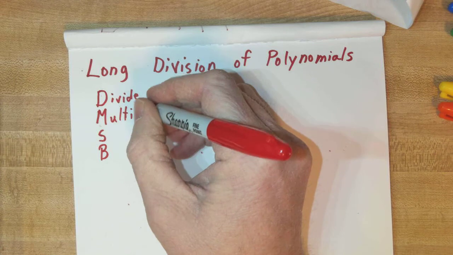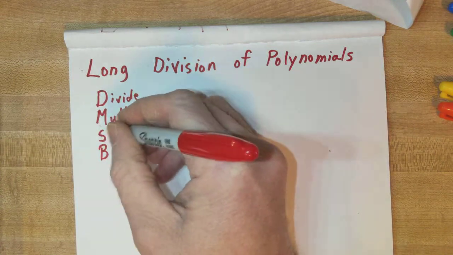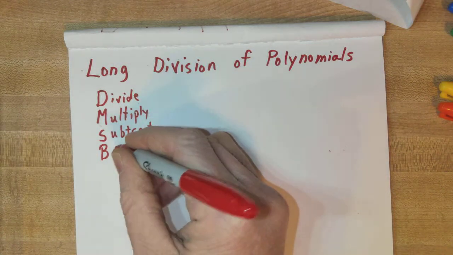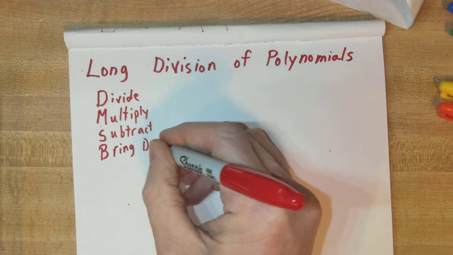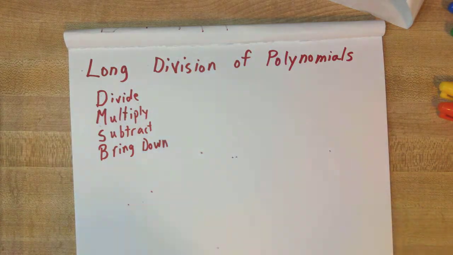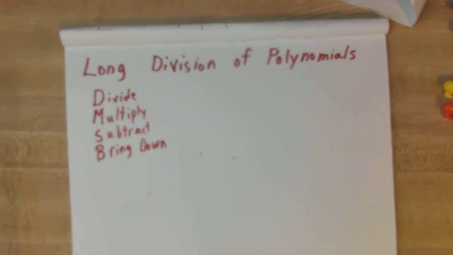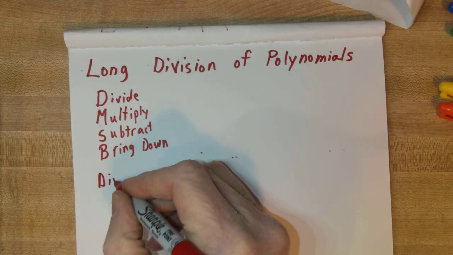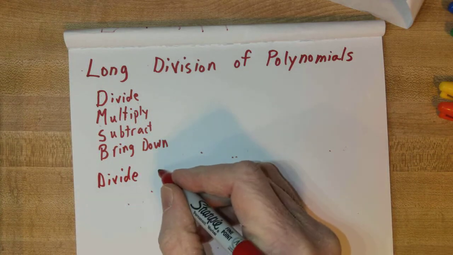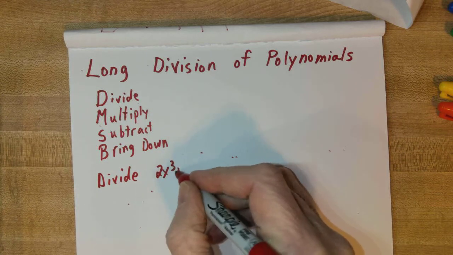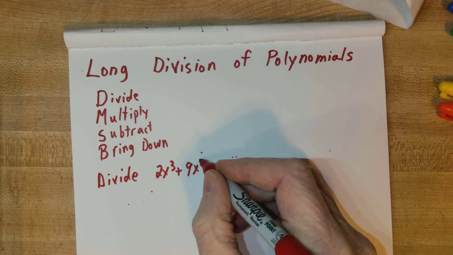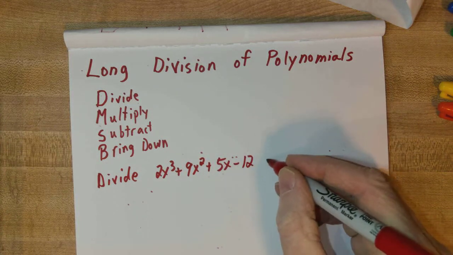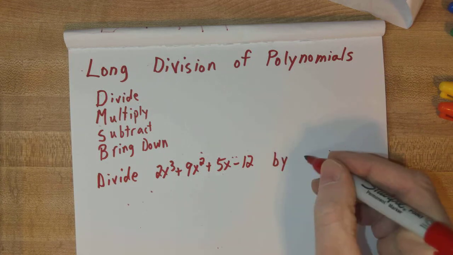Divide, then you multiply, then you subtract, and then you bring down. And then let's look at that within an example. And my first example, let's divide 2x cubed plus 9x squared plus 5x minus 12 by x plus 3.